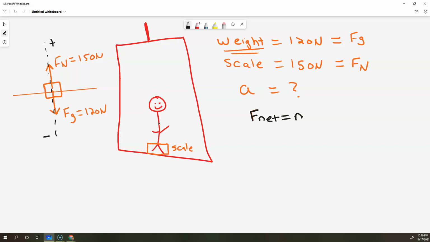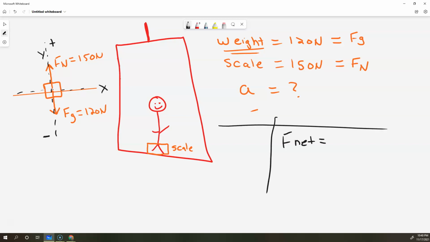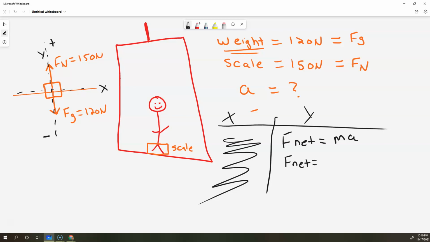And as always, I will write F net equals ma. By the way, if I draw two different axes, a y-axis and an x-axis, again just for convention, there are no x forces. So if I were splitting this up by x and y, which I should always do, there's nothing to put over here because there are no x forces. So my F net equals ma. And as always, F net is also every single force I see. So I see Fn and I see Fg.